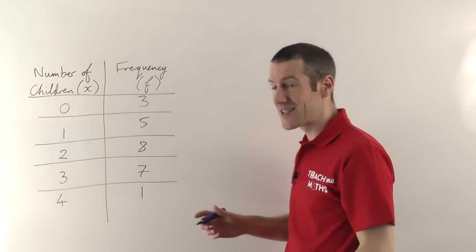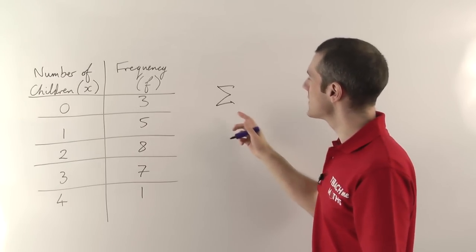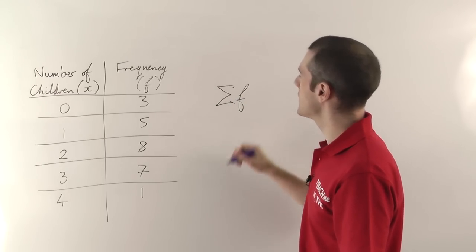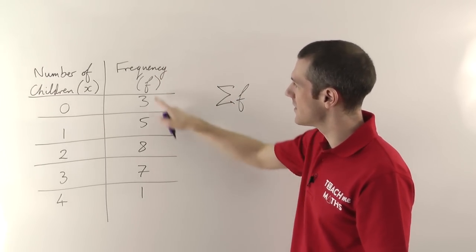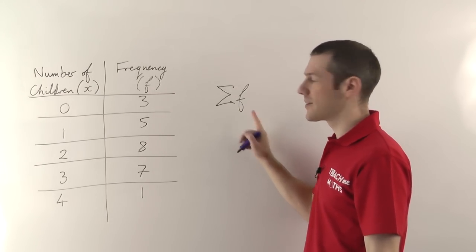And it's a Greek letter sigma. I'll just show you that first. So typically it looks like that. That's a sigma. And if you write sigma F, for example, the frequency numbers are the F numbers, then that means the sum of all the F numbers. It's what you get when you add up all the F numbers.